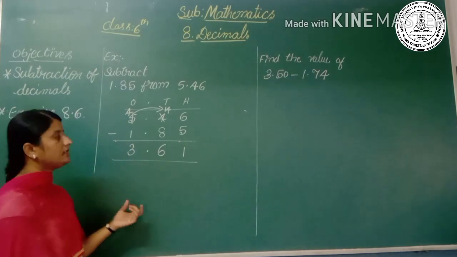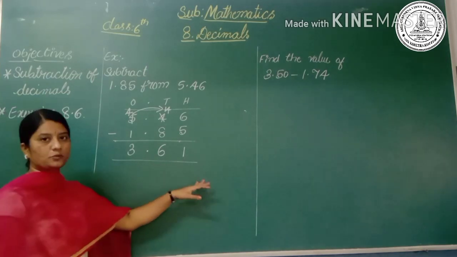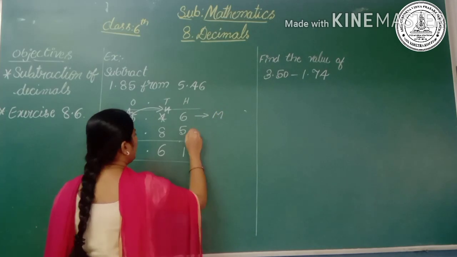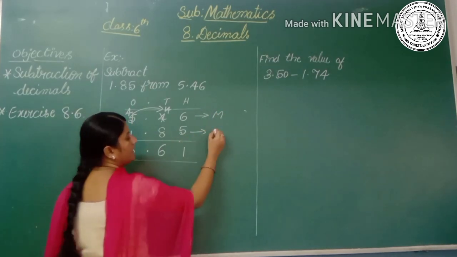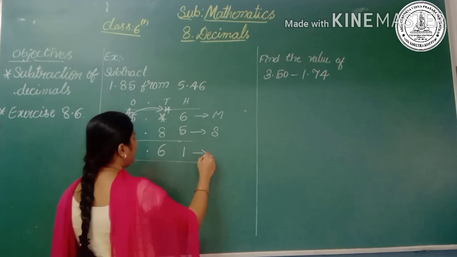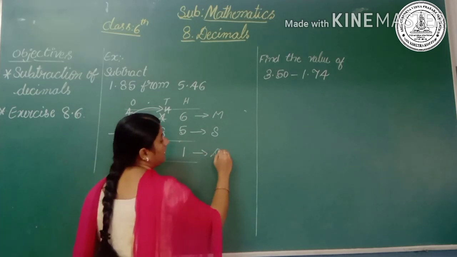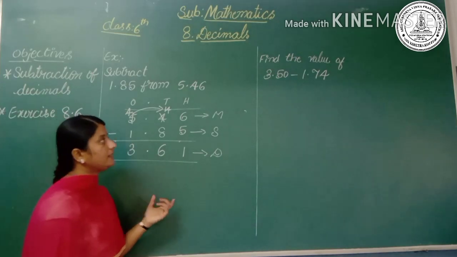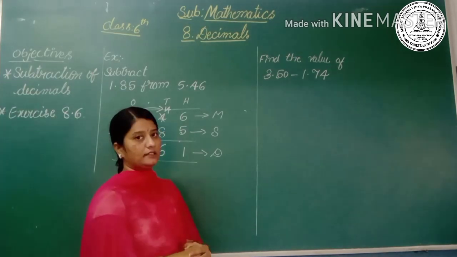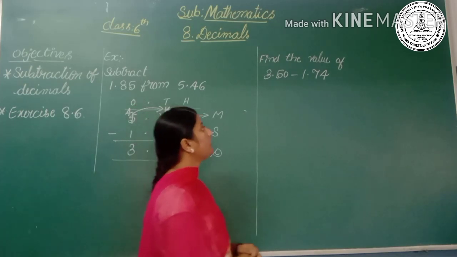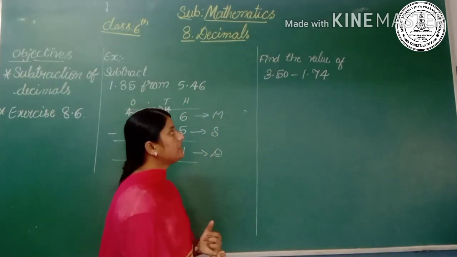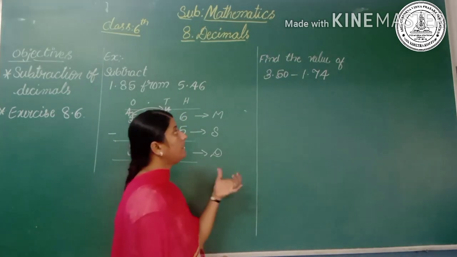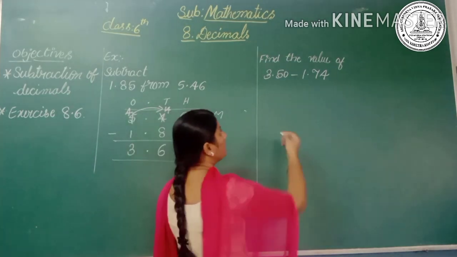What is the difference here? That is 3.61. Here 5.46 is the minuend and 1.85 is the subtrahend, and finally we get the result, that is the difference. Is it clear? Yes. In the same way we have to subtract the other one. Find the value of 3.50 minus 1.74. Okay, first write down the place values and put the numbers accordingly.